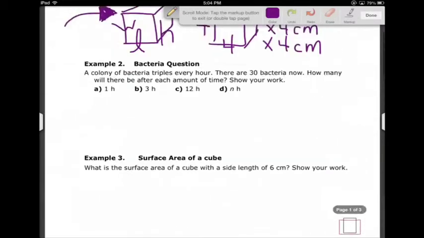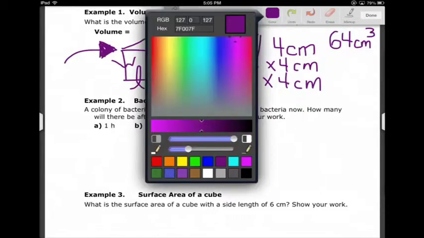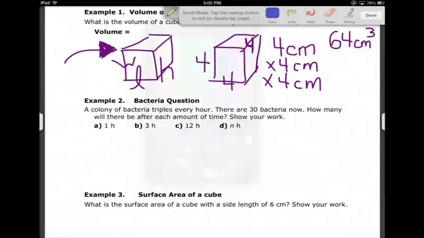Little warm-up. Example number 2, the bacteria question. This is a really neat example. I'm going to pop out into a different color. Choose a blue here. A colony of bacteria triples every hour. If you look at bacteria, instead of doing sexual reproduction, if they find a food source, they will just clone themselves like mad to increase their population super fast because they're trying to take advantage of all that food.